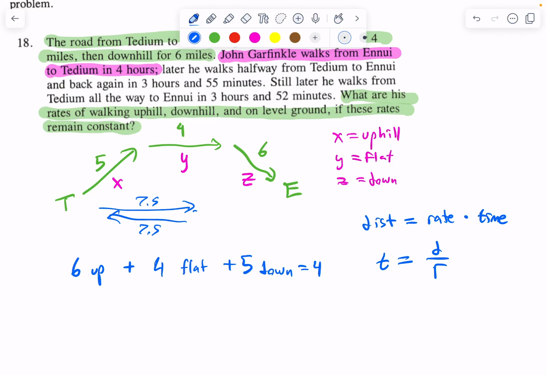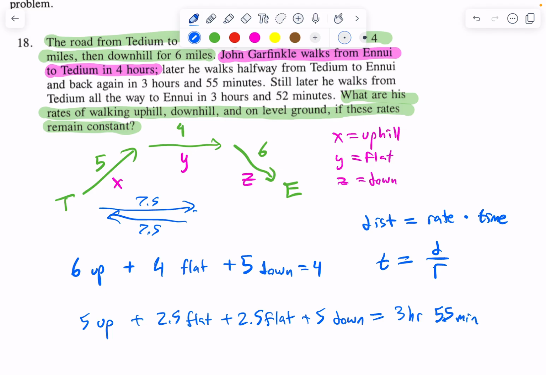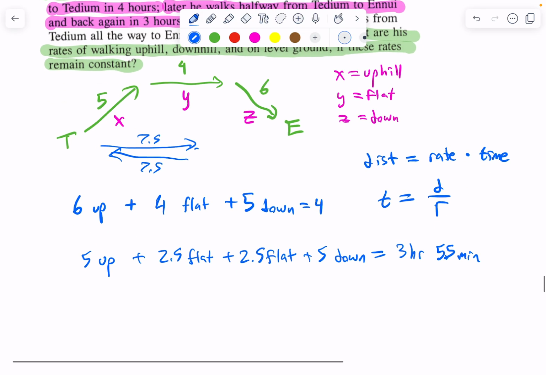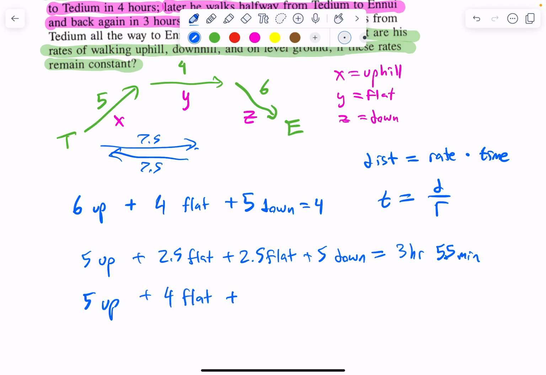So that's trip 1, let's do trip 2. He's going 5 up, and then after 5, we're going 2.5 flat, then turning around to do another 2.5 flat back, and after that, we're doing 5 down. And that was 3 hours, 55 minutes. Lastly, still later, he walks from T to E, and that's how much time? T to E is our original, so that's 5 up plus 4 flat plus 6 down, and that's equal to 3 hours, 52 minutes.